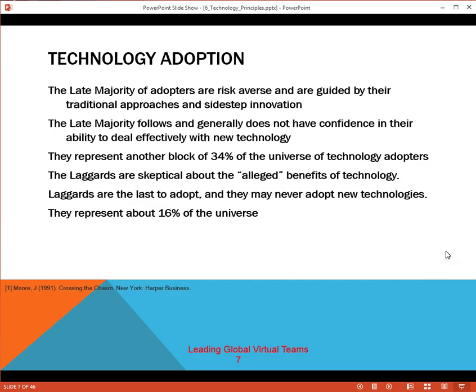The laggards, the last group, are skeptical about the alleged benefits of technology. Laggards are the last to adopt, and they may never adopt new technology. They represent about 16% of the universe. They tend to be dogmatic and oriented towards the past. They adopt innovation reluctantly.